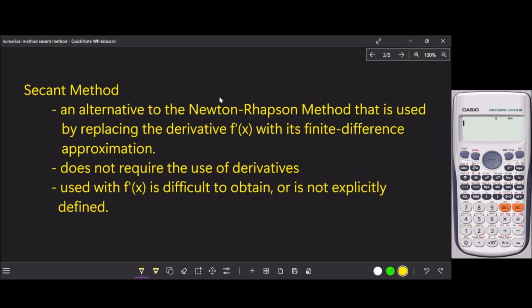The second method is an alternative to the Newton-Raphson method, used by replacing the derivative f prime of x with its finite difference approximation. Therefore, it does not require the use of derivatives, the f prime of x. It is commonly used if our f prime of x is difficult to obtain or is not explicitly defined.